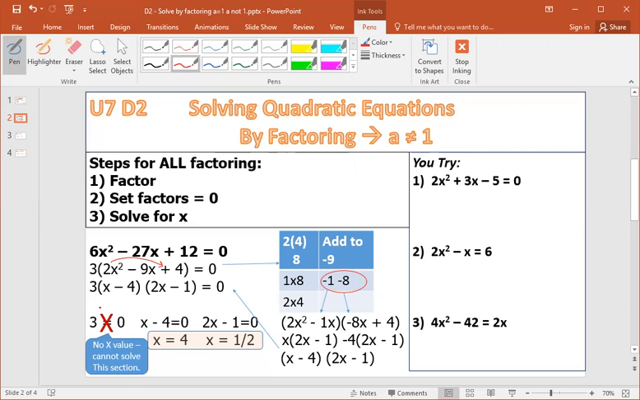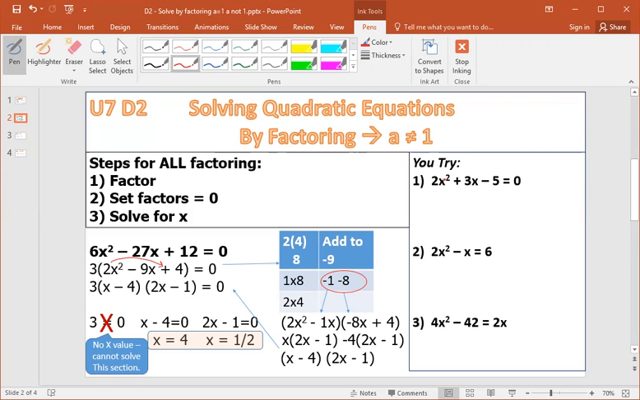All right, so the 3 cannot ever be equal to 0. We throw that out, x minus 4 and 2x minus 1. So you can see that gives me a +4 and a +1/2 when I set those factors equal to 0. So the only difference here is you guys are having to come over and do this grouping problem so that you can get your factors that you set equal to 0.